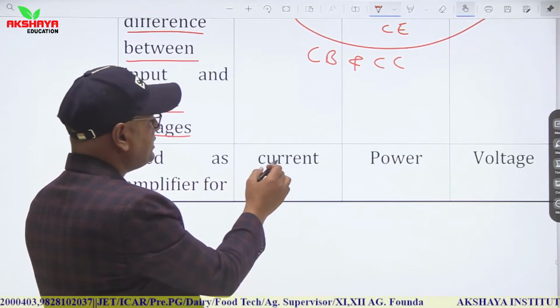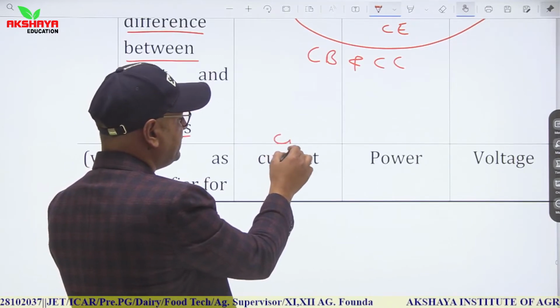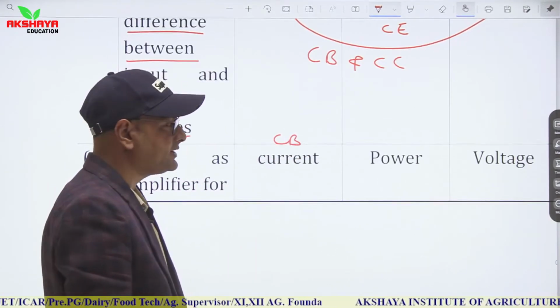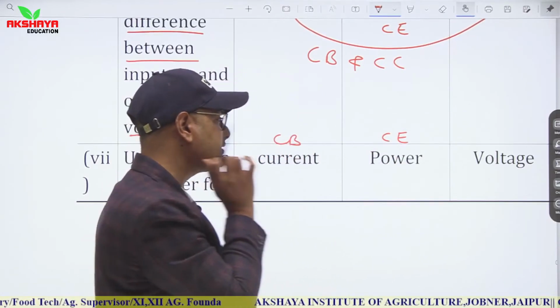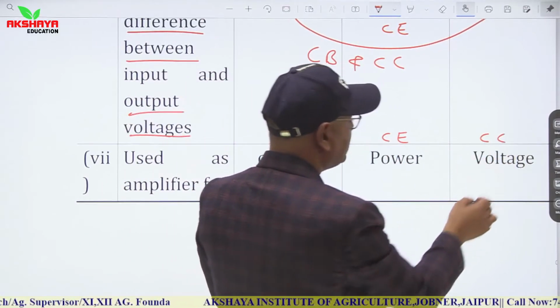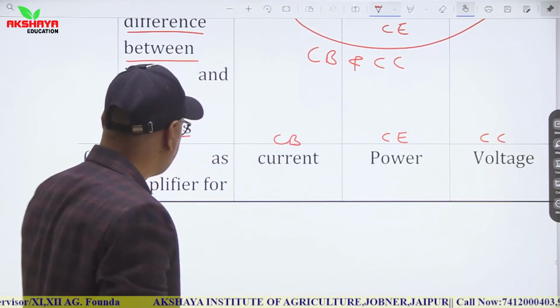CB configuration is generally used as current amplification. CE configuration is generally used as power amplification, and common collector configuration is generally used as voltage amplification.